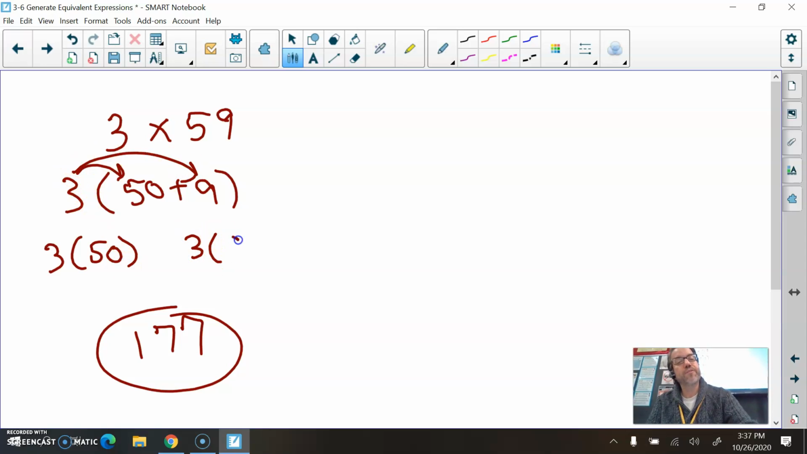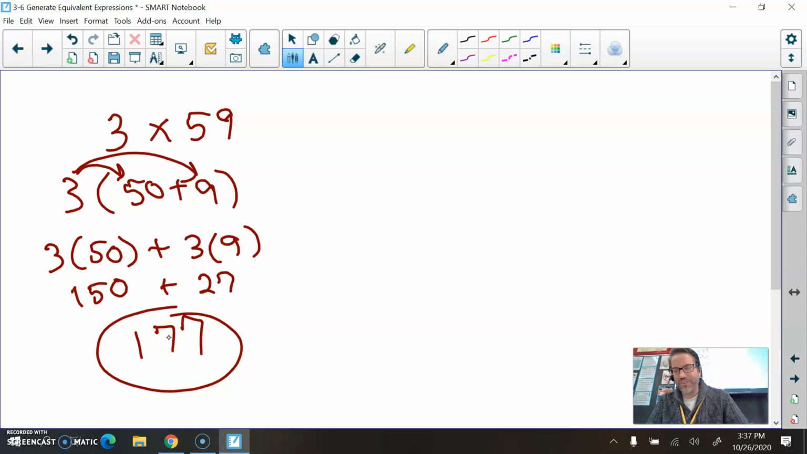Those are very easy to do mentally. And then I'll just add those two results together. So that's 150 here plus 27 here, which does equal 177.